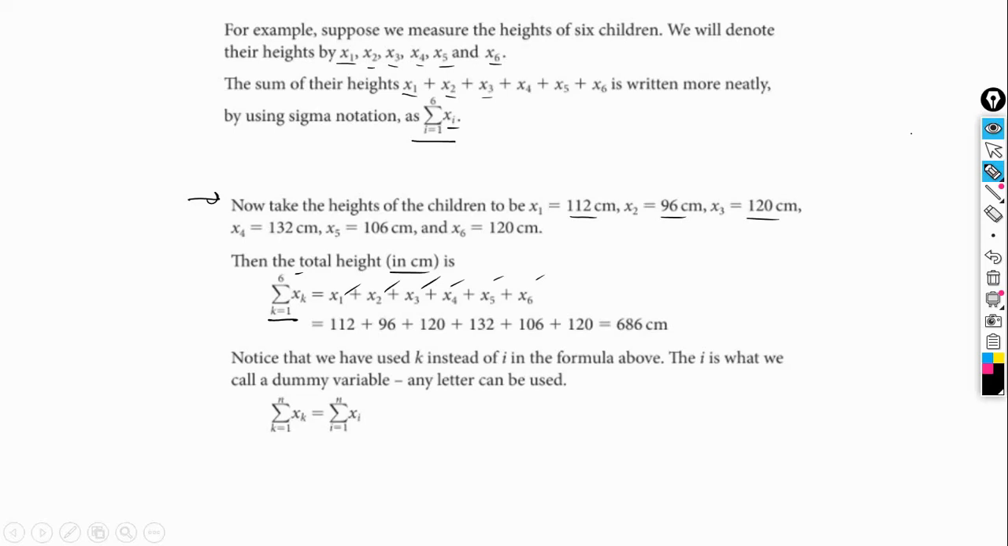Since we already know what they are, all we have to do is add these numbers, 112 plus 96, 120, 132, 106, 120, and we get a total of 686 centimeters. Notice that we used k instead of i in the formula above. The i is what we call a dummy variable, so any letter can be used. These two are equivalent. We can use k equals 1 or i equals 1 with x sub k and x sub i.